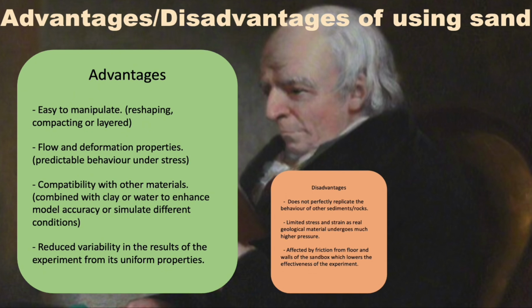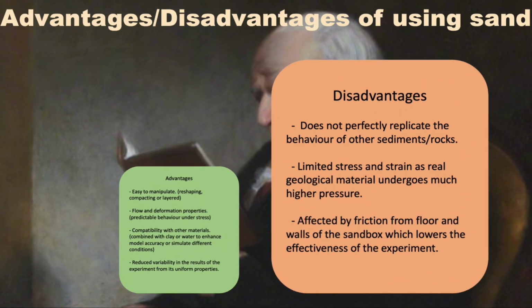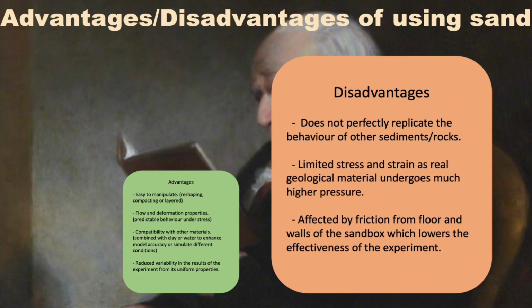We use sand in the Sandbox models for one simple reason. It's easily deformable. We can push and compress it, simulating continental drift, as it simulates brittle upper crust faulting. Water can be added to the sand to increase cohesion and increase effective stress, therefore creating a more realistic environment in the Sandbox. But sand doesn't come without its limitations. It's non-cohesive and is heavily affected by friction from the floors and walls, lowering the accuracy of our results.